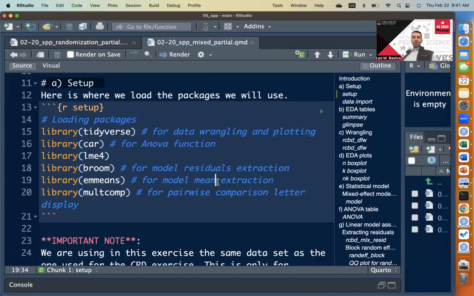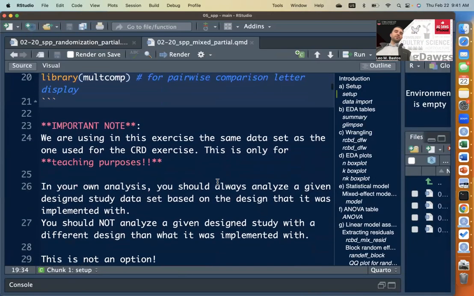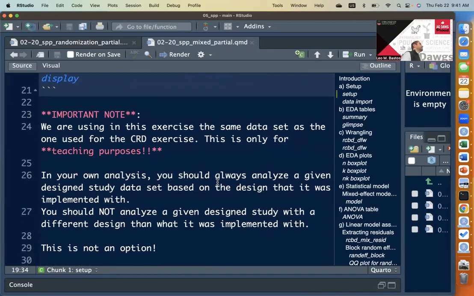And again, I know I'm being repetitive, but I think it's never too much to mention. We're using the same data set to run different designs on it for teaching purposes. So we can really connect, so we can think of this initial design and see how we could have progressively become more complex if needed.